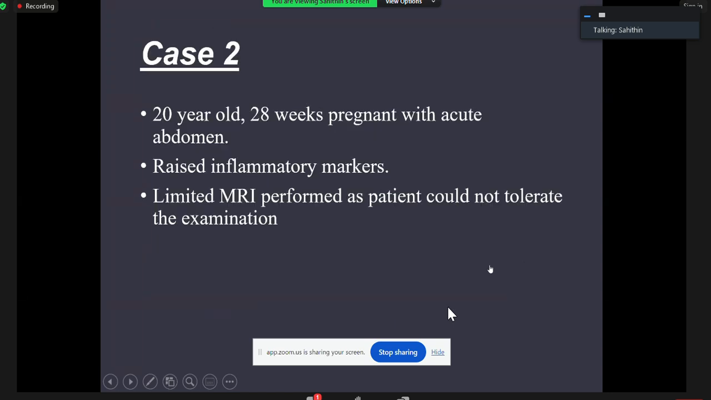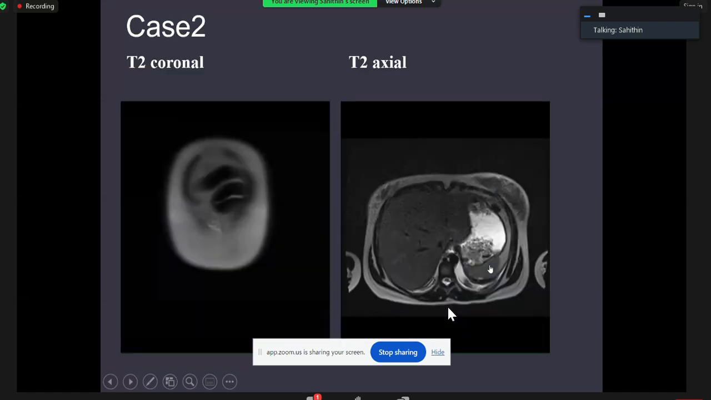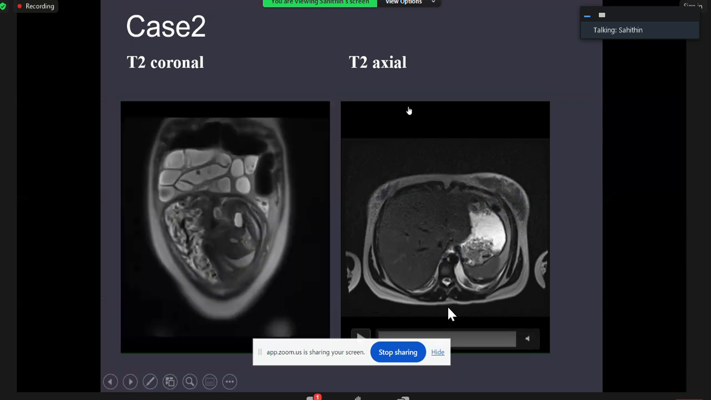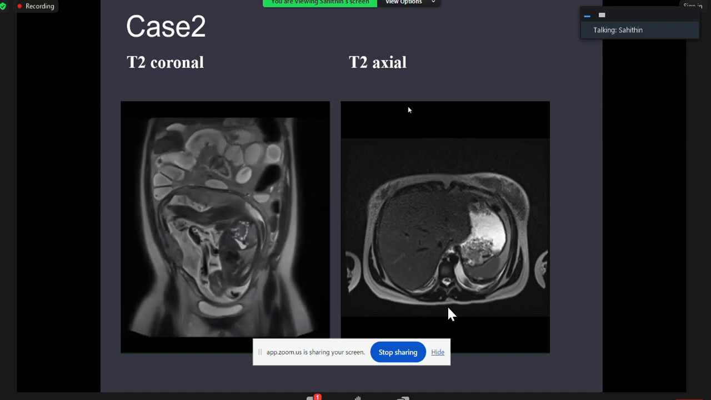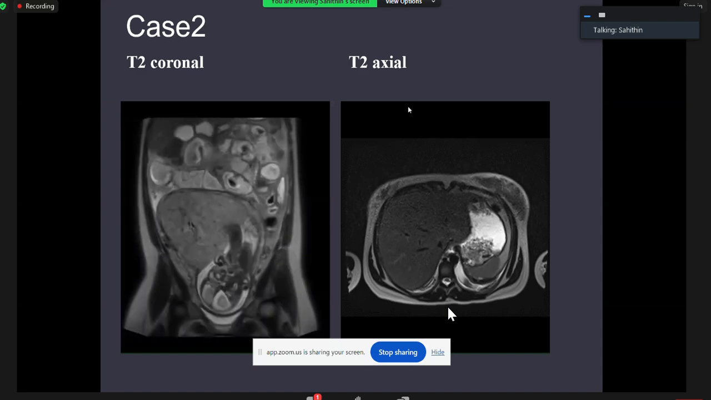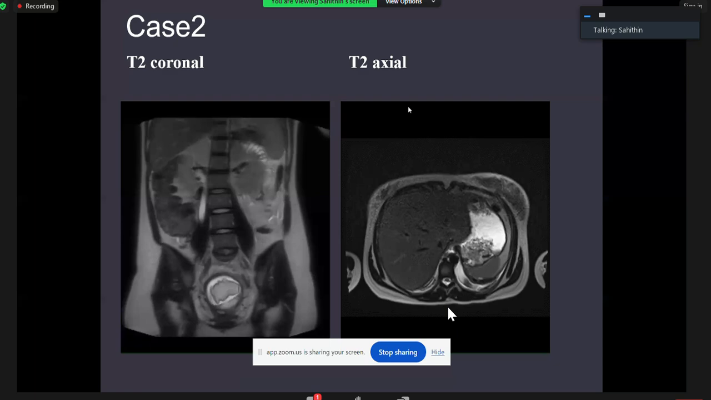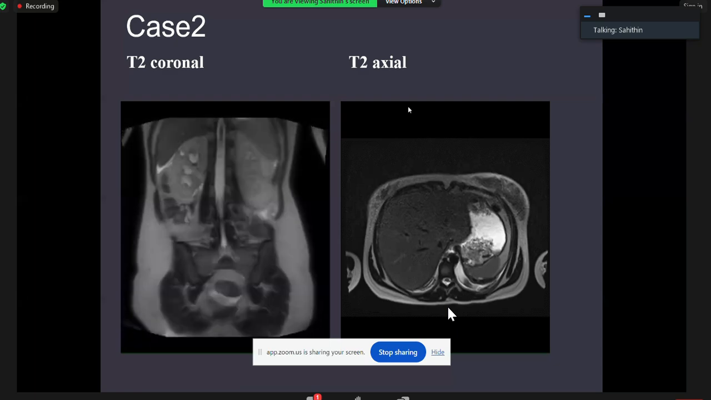So the second case is someone who was further along in the pregnancy with an acute abdomen and raised inflammatory markers. She really could not tolerate the examination, so we have very limited sequences. I think we just had T2 coronal, axial, and one fat saturated sequence. I'll let the videos play, and I'll replay them once more so we can have a look.